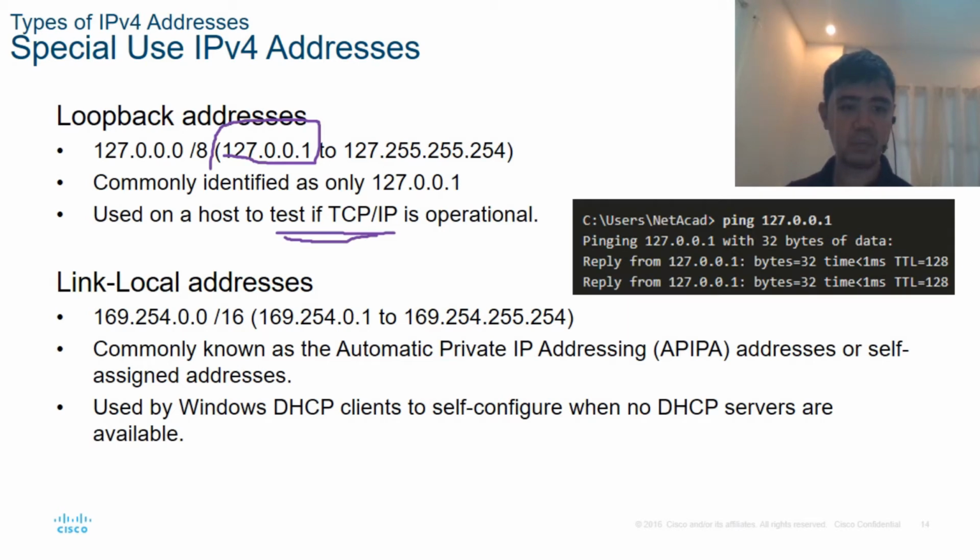127.0.0.1. There are also what we call link local addresses. These are IP addresses under 169.254. When we type ipconfig and we see this IP address, that's a PIPA, automatic private IP addressing, and we do not want that. If the setup of our computer is to receive an IP address automatically, and the IP address we see is 169.254, it means that DHCP is not working, so you have to troubleshoot.